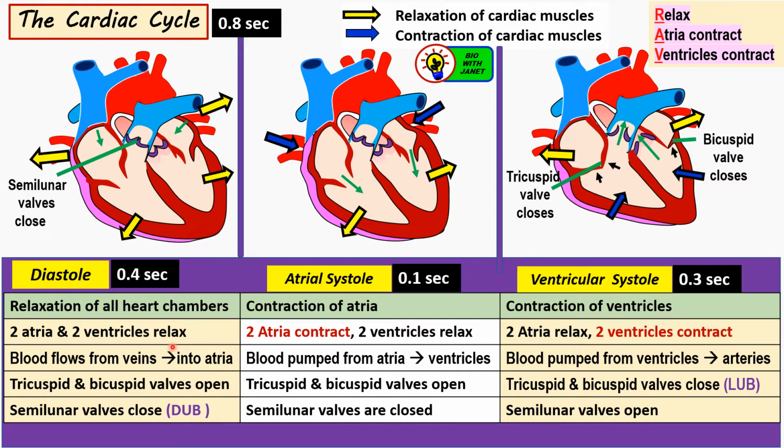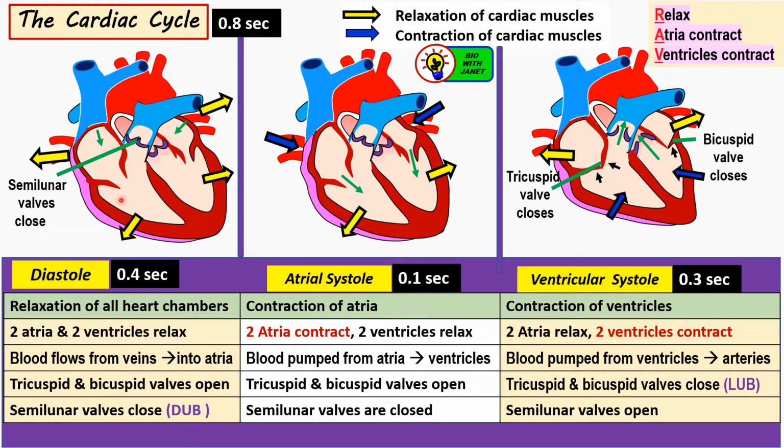So the two atria and two ventricles relax. Blood flows from veins into atria. Because when the whole heart relaxes, the blood pressure inside is lower, since the volume of the heart is bigger, since it's in a relaxed phase. So blood pressure is lower, and then blood will flow in to fill the atria. Blood flows in from the vena cava into the right atrium and from the pulmonary veins into the left atrium. And then some blood will also flow down into the ventricles.